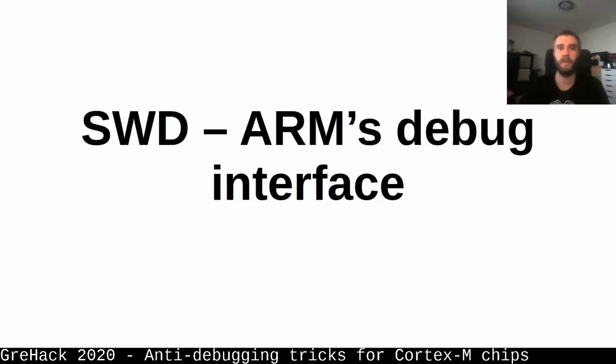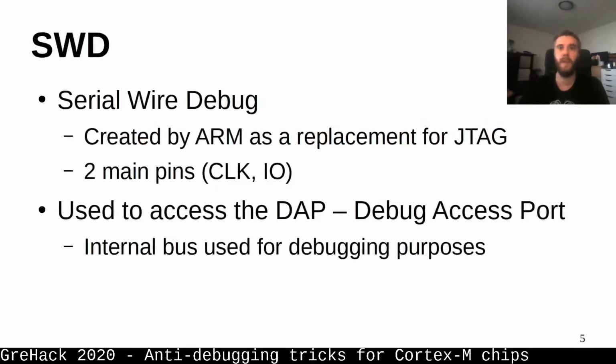Before we start digging into the countermeasures, we first need to understand how the debug interface on those chips works. First of all, we have SWD, which is ARM's alternative to the JTAG interface. SWD uses two wires, the clock and I/O. This I/O is bidirectional, so usually the debugger sends a command and the device replies directly on the same data line. It is always the debugger that drives the clock.